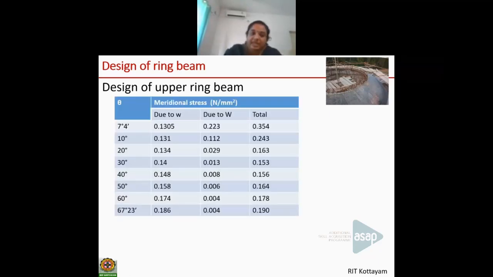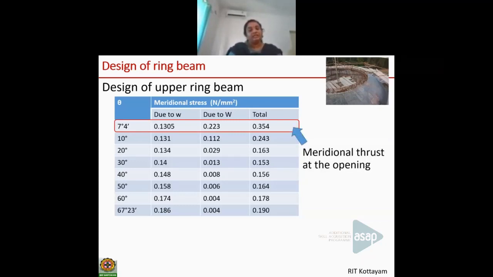So there again we will go back to our analysis table, and which one is the corresponding stress for the upper ring beam area? It will be at phi or theta equal to alpha value or 7 degrees 4 minutes, where the value is plus 0.354. This is the meridional thrust at the upper opening.